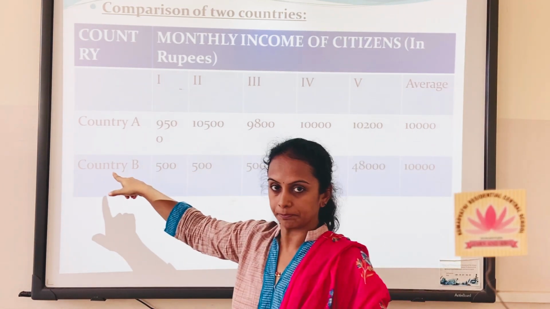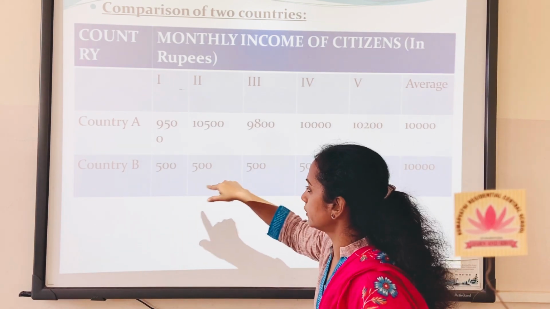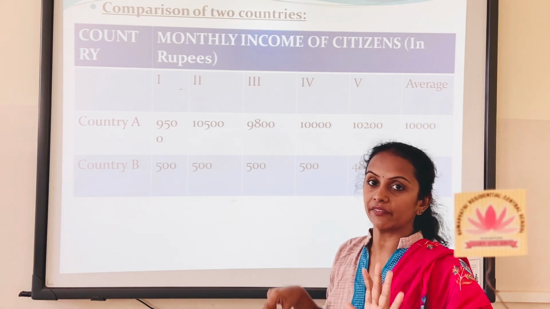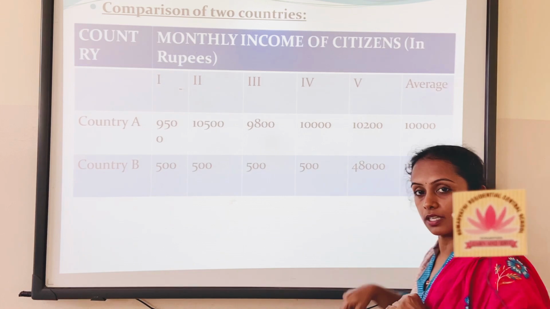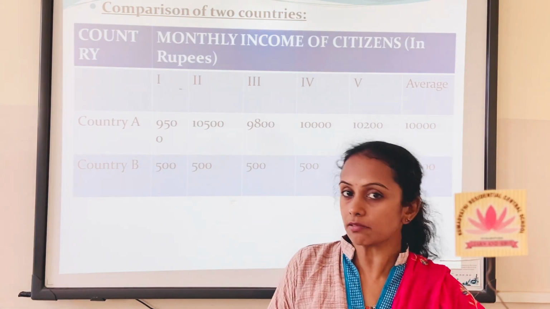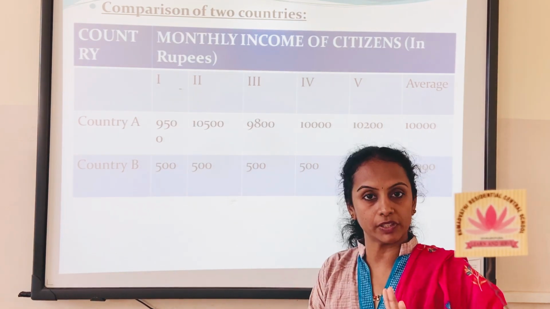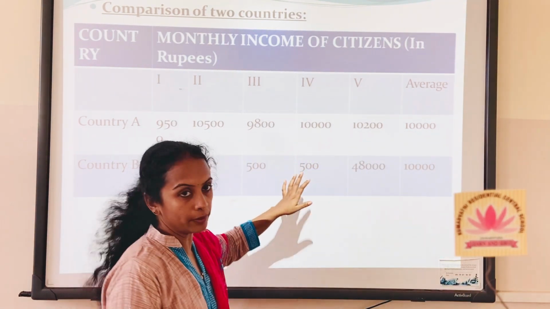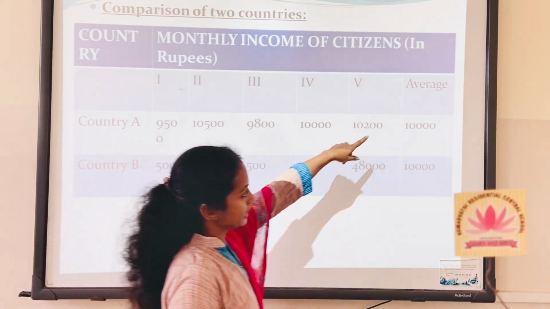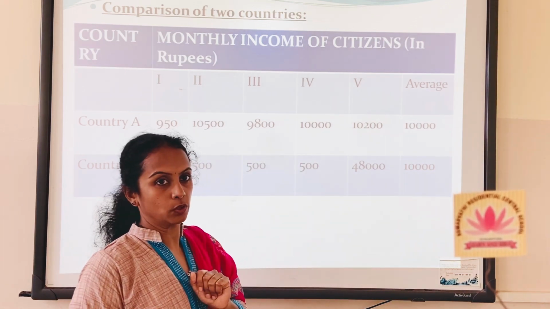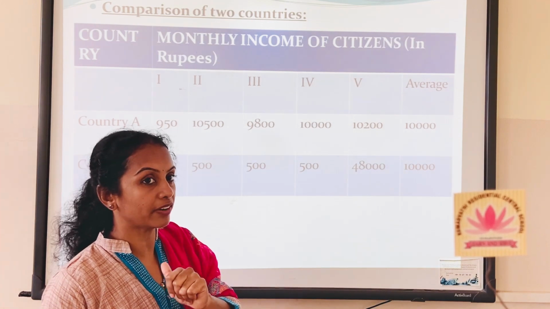And take country B. In country B, the first 4 citizens, citizen 1, 2, 3 and 4, have the same income, that is 500 rupees. And only the 5th citizen has 48,000 as income. Here also if you count all 5 citizens' total income, it will be 50,000 and the number of citizens is 5. So again it will be 10,000. Now what you have to observe is, the average income of both countries is 10,000 only, right? And even the number of citizens is 5 only. But what is the difference?